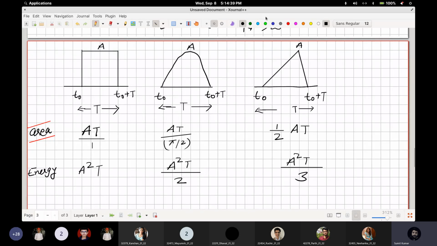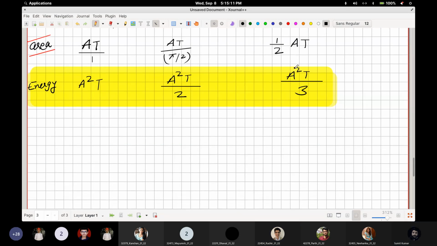I call this the 1-2-3 formula. For the rectangle I will be dividing A square T by 1, for the sine wave I will be dividing it by 2, and for the triangular wave I will be dividing it by 3. Is this clear to everyone? You can do this as practice, but if you remember these shortcuts, it becomes much easier to calculate these things. Is this clear to everyone? Yes, sir.